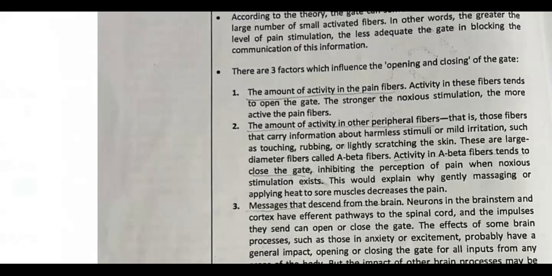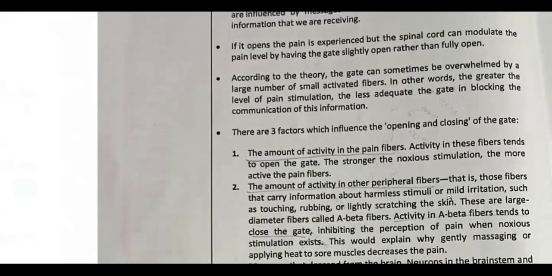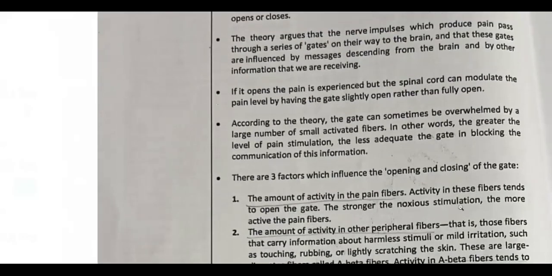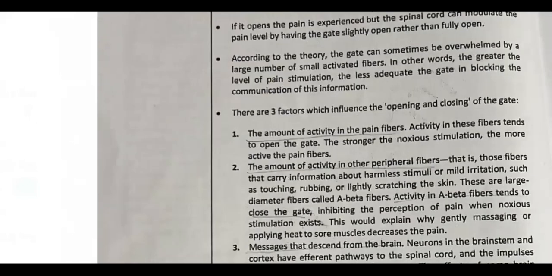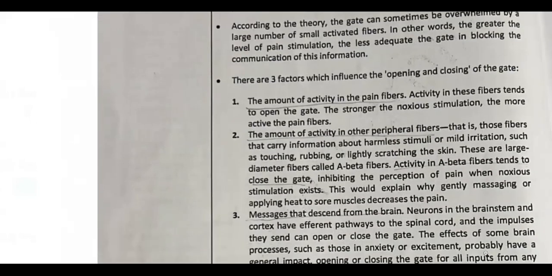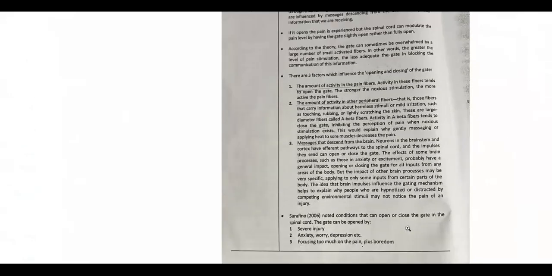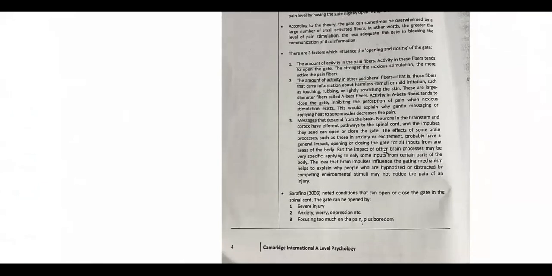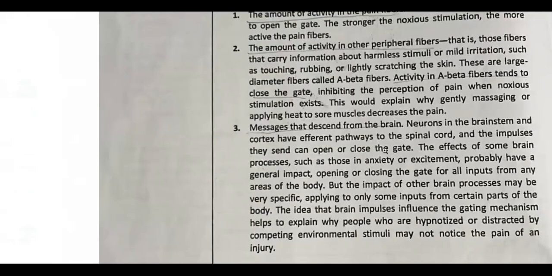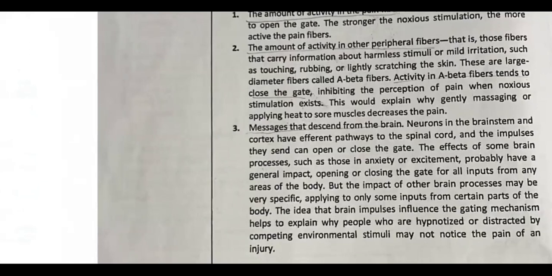Okay, and then the third thing, and the more important thing over here, is that it also depends on the messages from the brain. So basically, they're saying messages that descend from the brain, neurons in the brain stem and cortex, have different pathways to the spinal cord, and the impulses they send can open and close the gate. So what you're thinking in your brain can help you decide whether or not you want the gates open or closed.